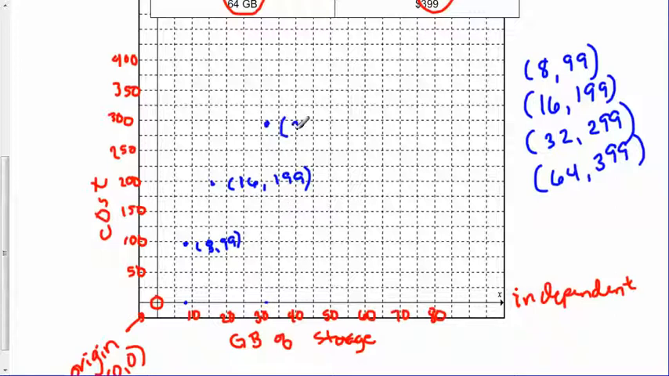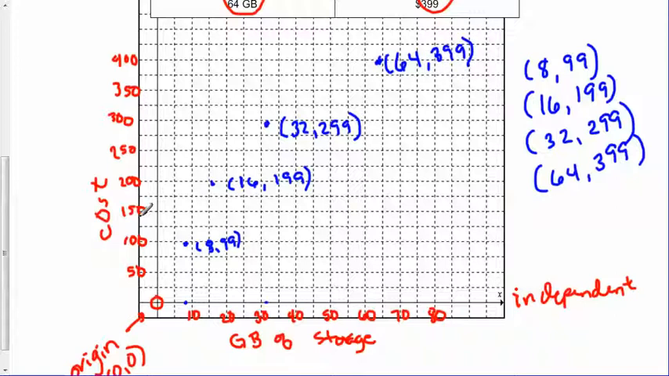So there's (32, 299). And then finally (64, 399). We're taking a bit of a jump here. We're going all the way up to 64, so just a little bit less than 65. And then we're going to follow that straight line all the way up to 399, which is just shy of 400. Right about there would be (64, 399).